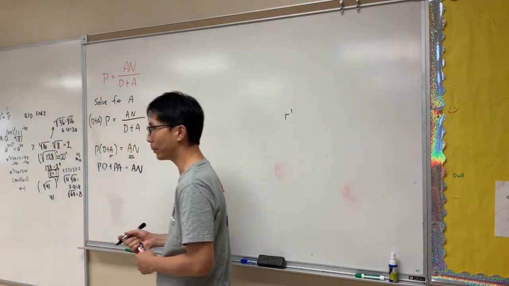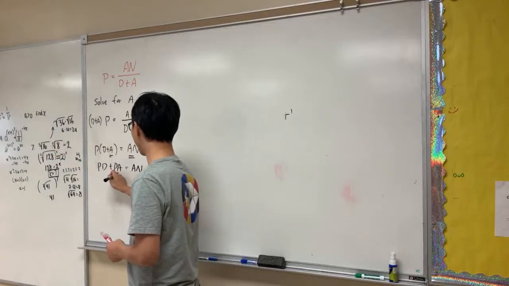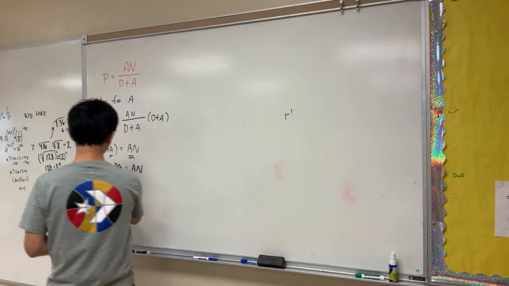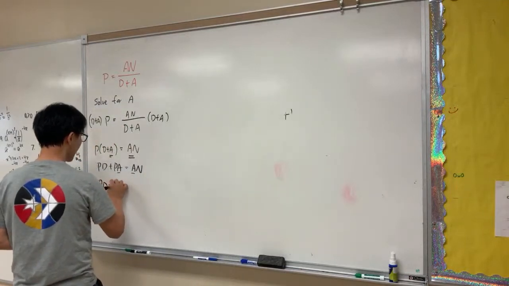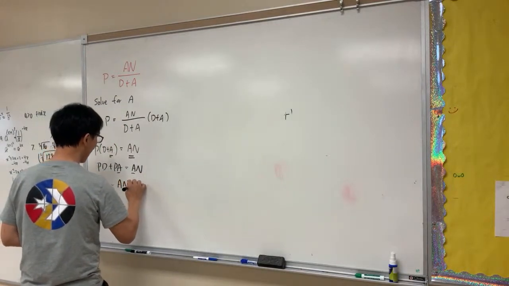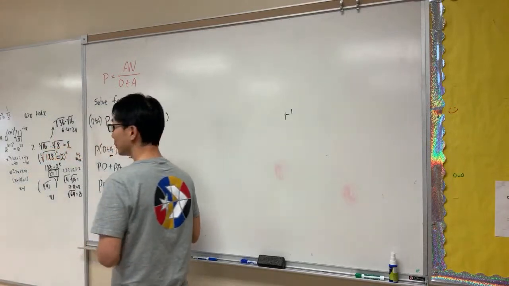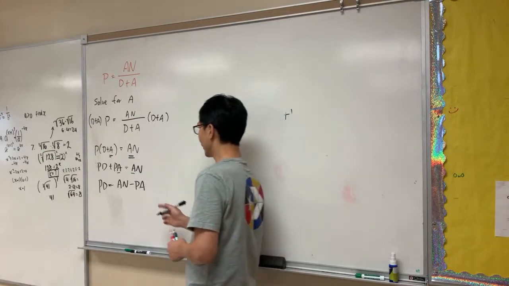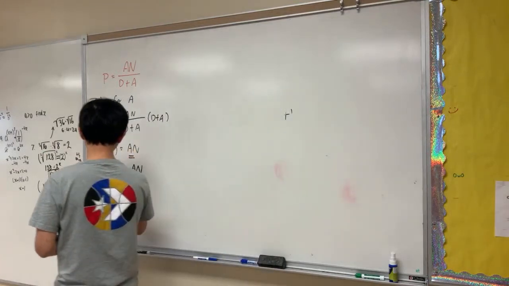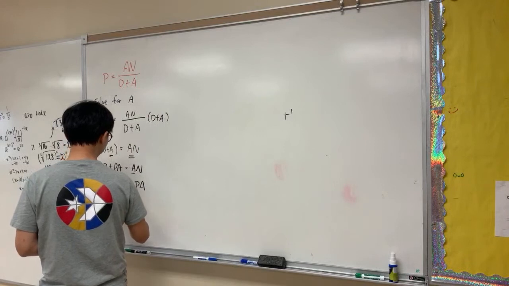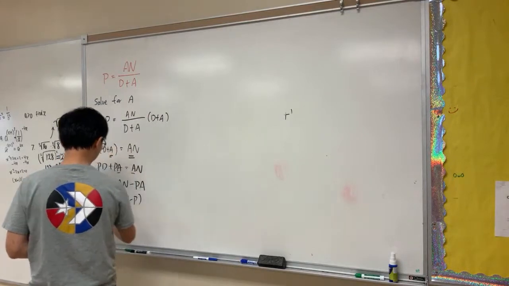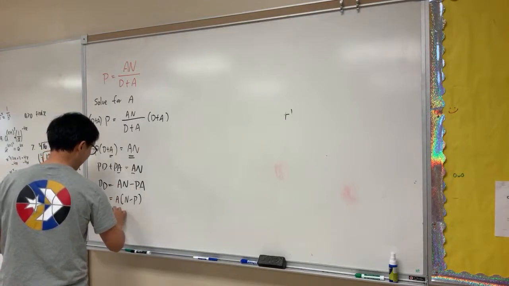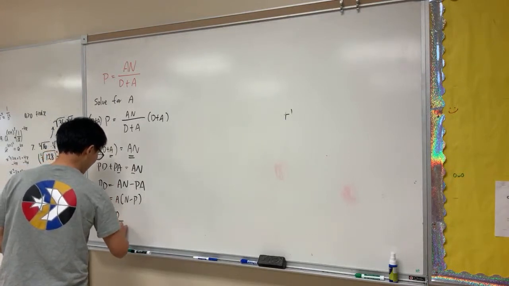Now this wasn't the hard part. The hard part is that A is on two separate sides. You need to organize it into one side. So PD is equal to AN minus PA. Now the hardest part is here: you gotta build a cage for the A. So you can factor it out by GCF factoring. And then A is equal to PD over N minus P.